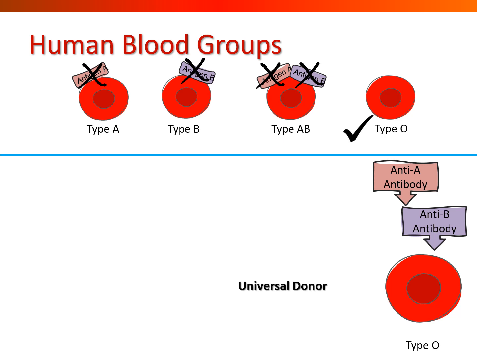Now, as we've gone through these slides, you might have noticed that O can give to everybody, which makes it a universal donor. But the ironic thing about O is that O can only take from O. It can give to everybody, but it can only take from another O. And it's because of the presence of the antibodies, the anti-A antibody and the anti-B antibody, in its plasma.